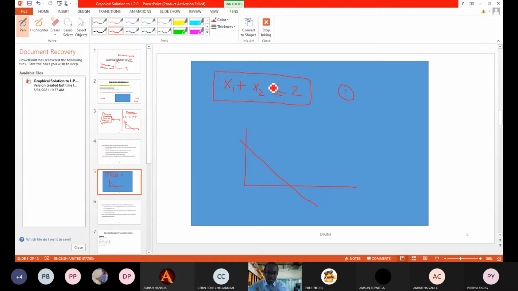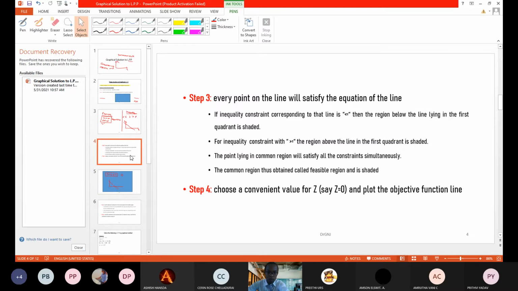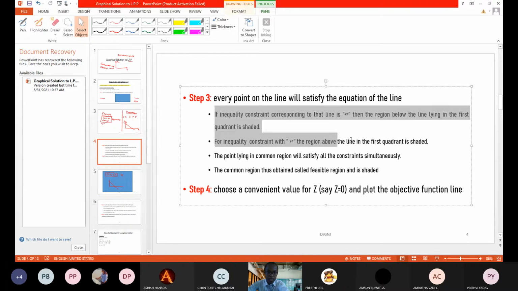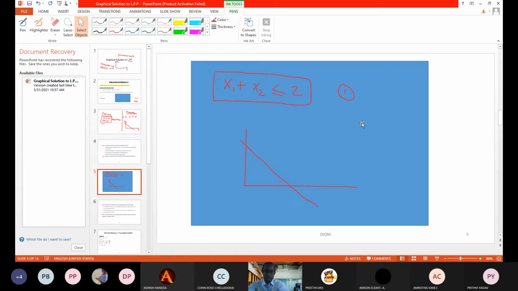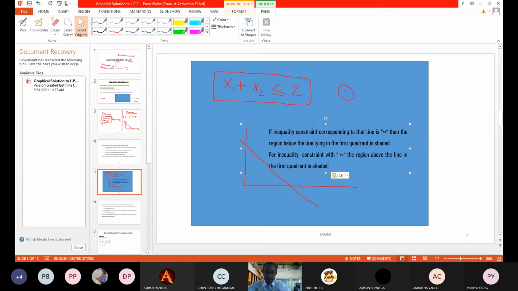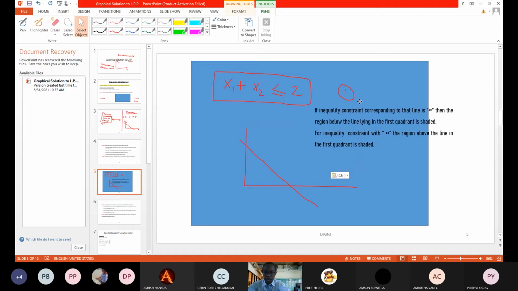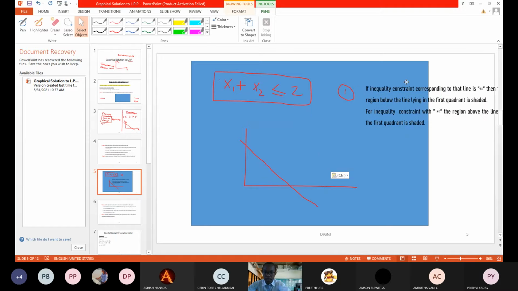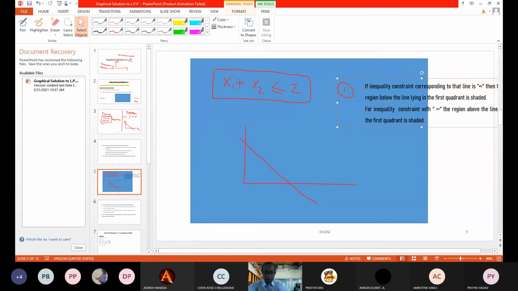Remember, we are on point number 3. Let me bring these 2 points here so you can understand them better. Please consider, this is point number 1, and this is point number 2.